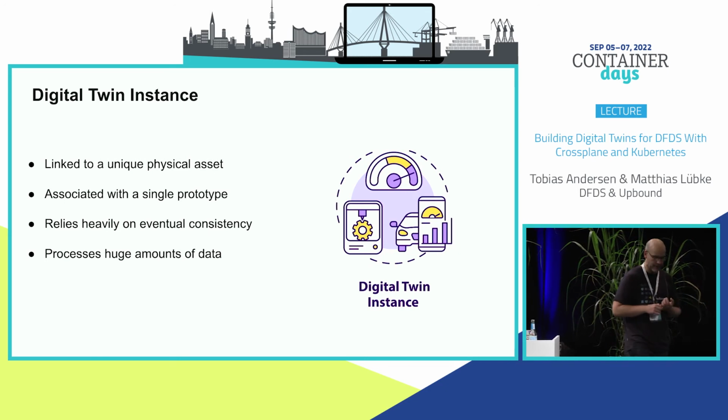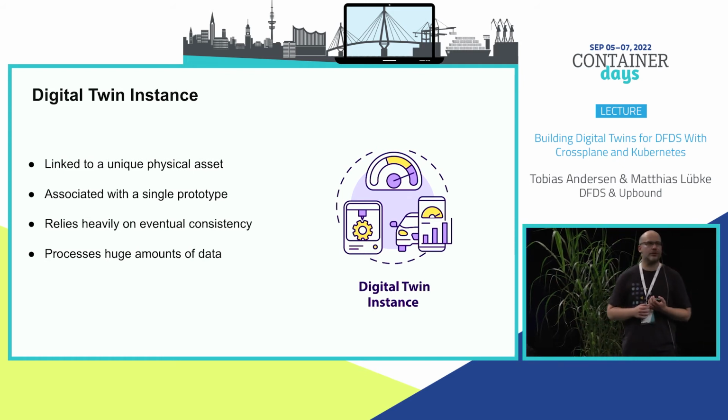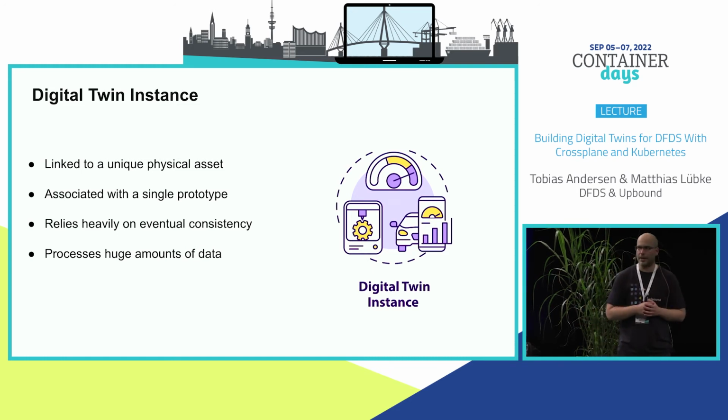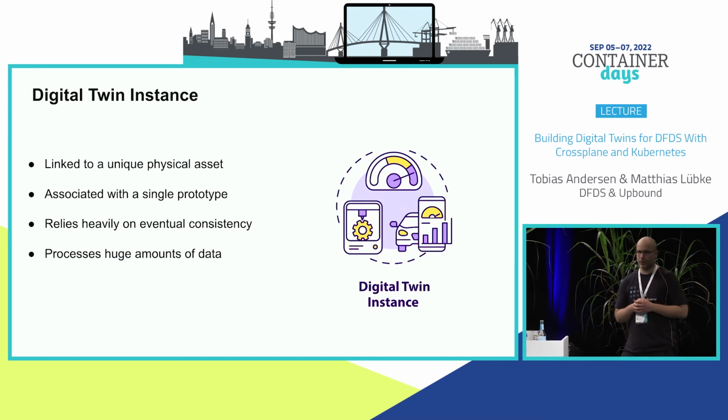Then you have digital twin instances. Digital twin instances are the stuff that's linked to my sneakers. So for each pair of shoes that Nike spits out, they'll birth a new instance of a digital twin. They're only ever associated with one prototype, right? My shoes can't both be a shoe and a car. That's going to be maybe in the future, but right now at least they can't. And they rely heavily on eventual consistency, right? Because that's where we've all arrived at the end of the day now, with systems using events to communicate and becoming eventually consistent.